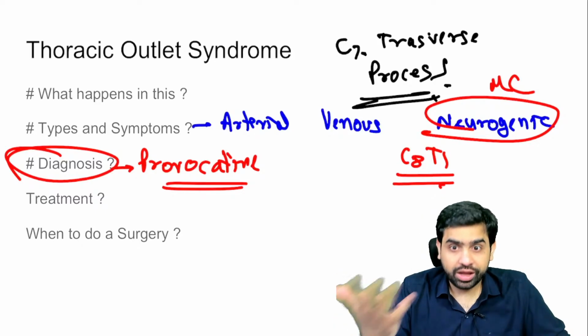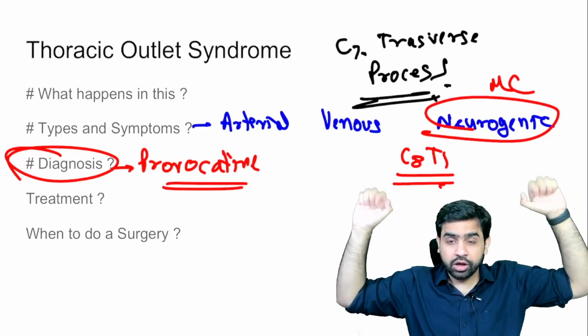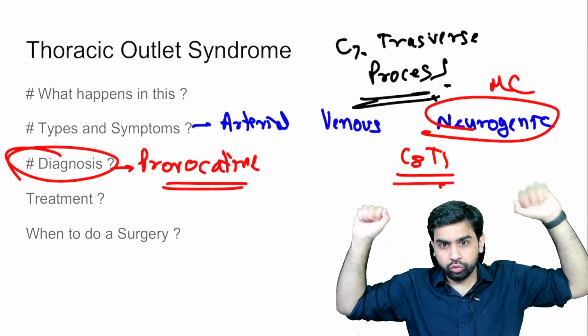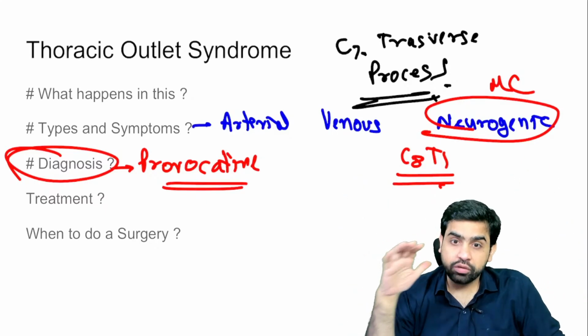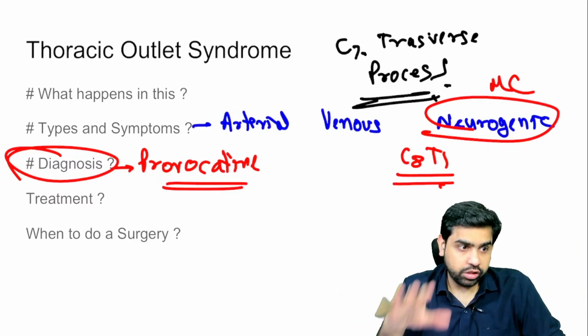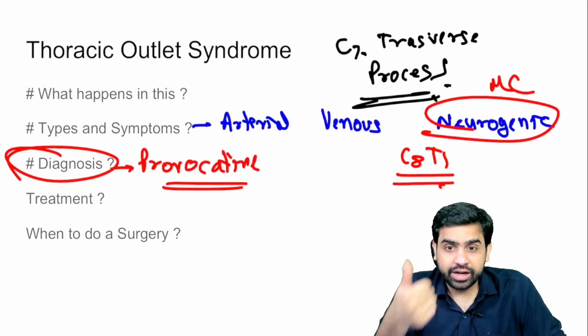Then we have the Roos test. In the Roos test, you ask the patients to lift the hands, and then open and close the fist for around 10 minutes, and if the patient gets fatigued, this is a positive test. That is the Roos test. This is also called the EAST test, which is the extended arm stress test.